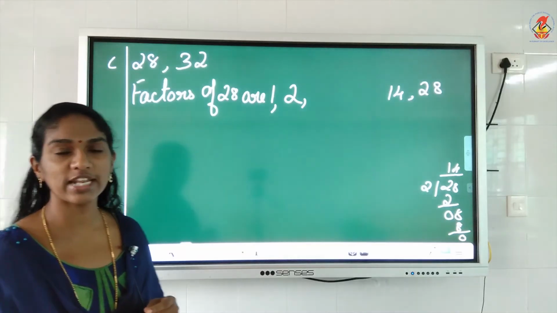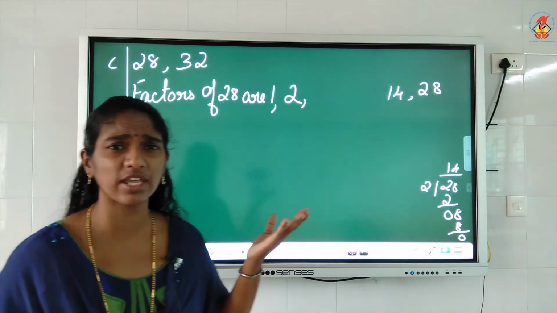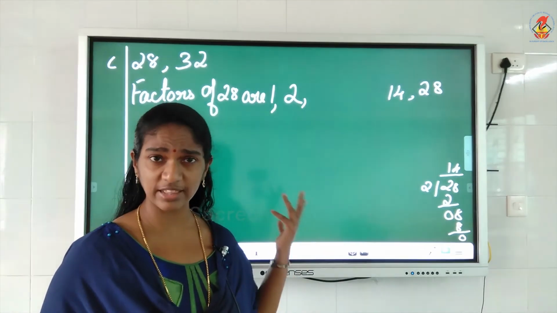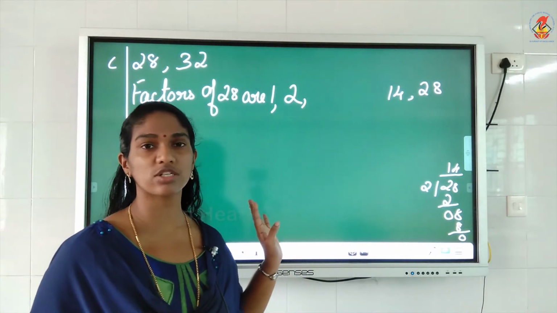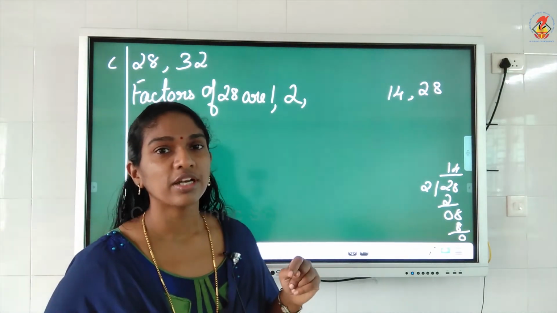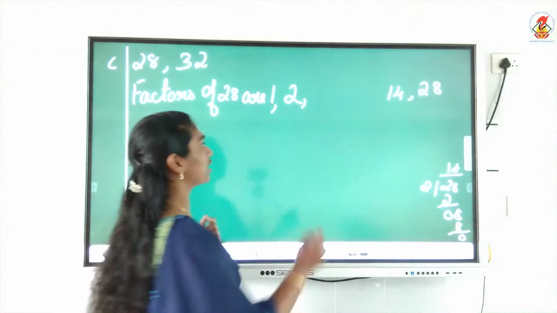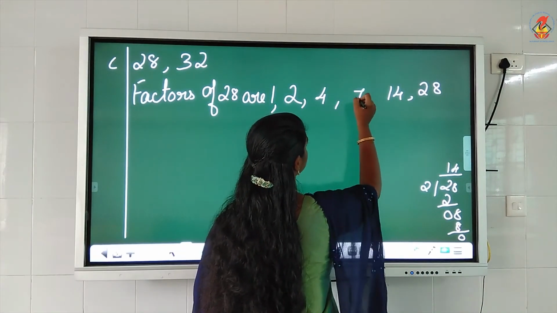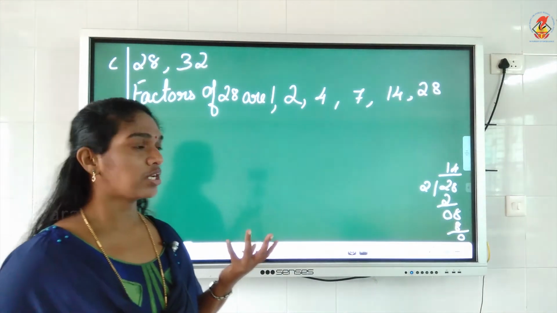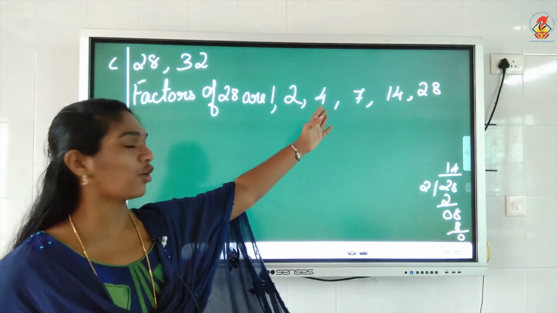Now, is 28 coming in 3's table? How do you check whether it is divisible by 3? Just add the digits and see, isn't it? 2 plus 8 is 10. Is 10 there in 3's table? No. So 28 is not coming in 3's table. Then coming to 4's table. 4 into which number gives you 28? 4 into 7 gives you 28. Then 5's table, do you have 28? No. 6's table? No. 7's table? You have already got. Okay?